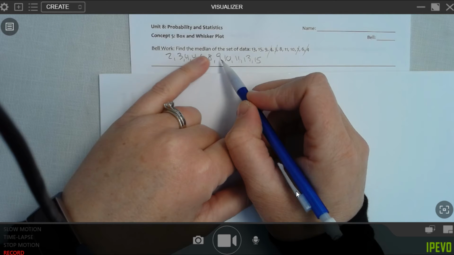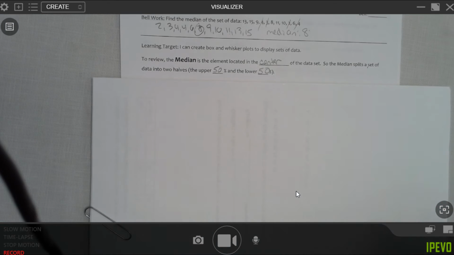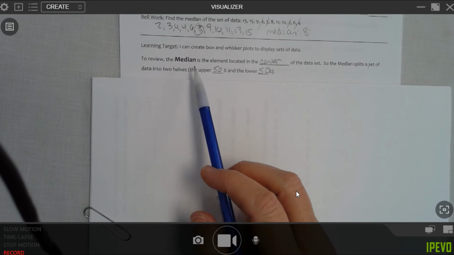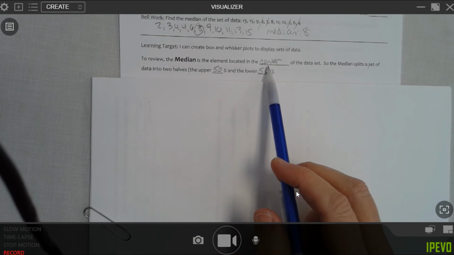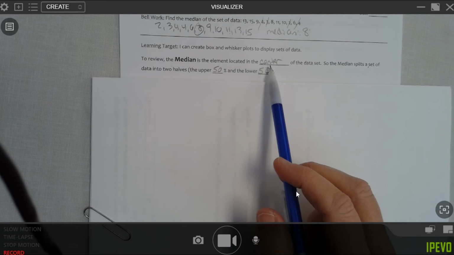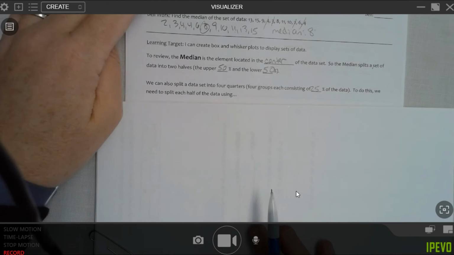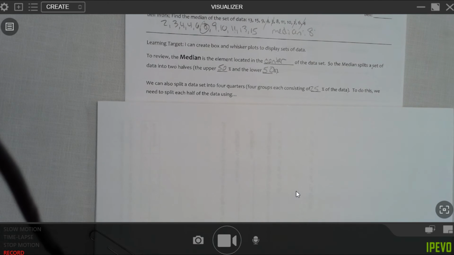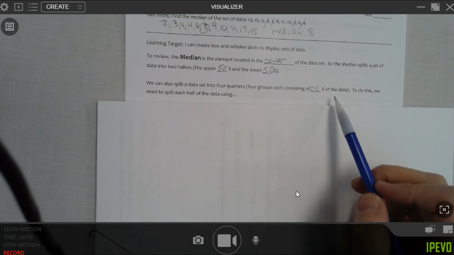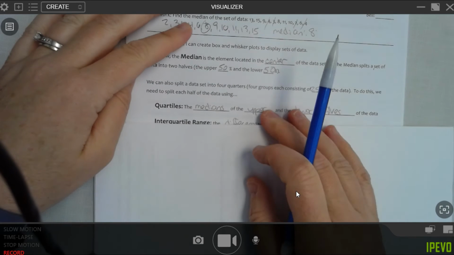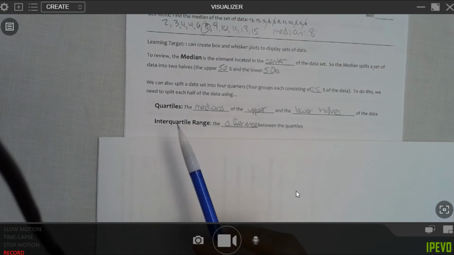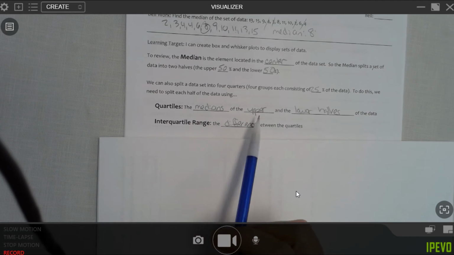And so today we're going to create box and whisker plots. So let's review. The median is the element that is the center of the data values. So the median splits the data into 2 halves. So half the data is 50% above and half of it is 50% below. We can also split the data into 4 quarters, which would be 25% of each group. So we do that using quartiles. So we're going to have the medians of the upper half and the lower half.